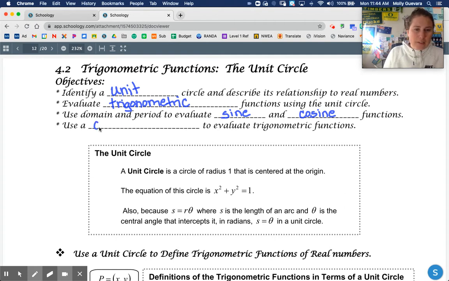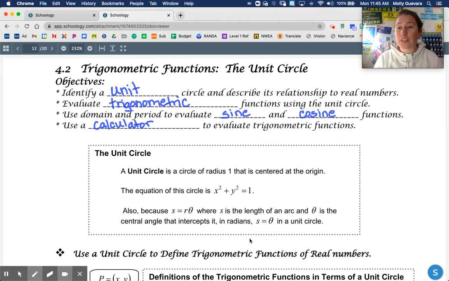And then we're going to use a calculator to evaluate trig functions. So how can we enter those into our calculator? So the first thing that we're going to talk about is the unit circle just a little bit more.